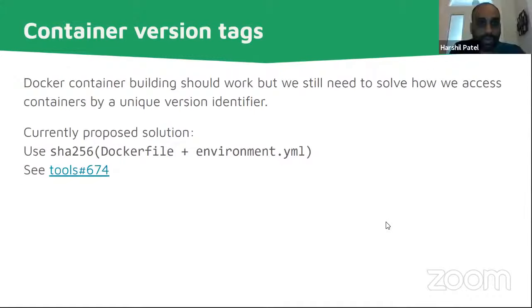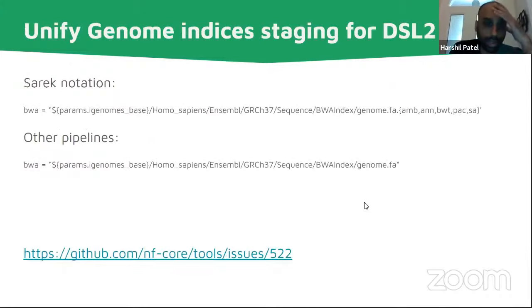Right, so we're done with container versioning. Genome indices. So Maxime and I have been wrestling on GitHub and on Slack and all over the place about this. It's an issue I created a while back, but we have an iGenomes config that we ship with the pipeline template, which is a default config file for reference genomes coming from AWS iGenomes. And most of the next generation sequencing pipelines we have use this information to pull genome data automatically from AWS iGenomes.